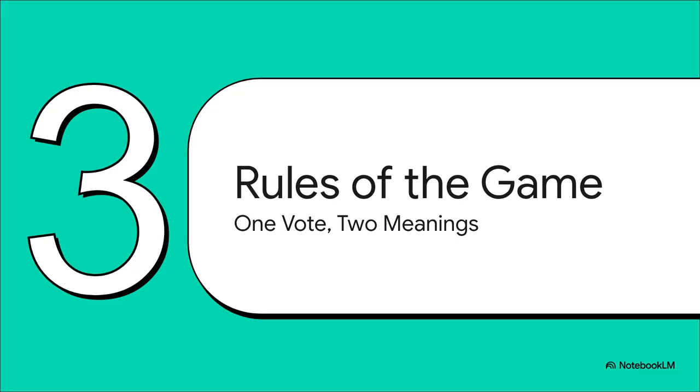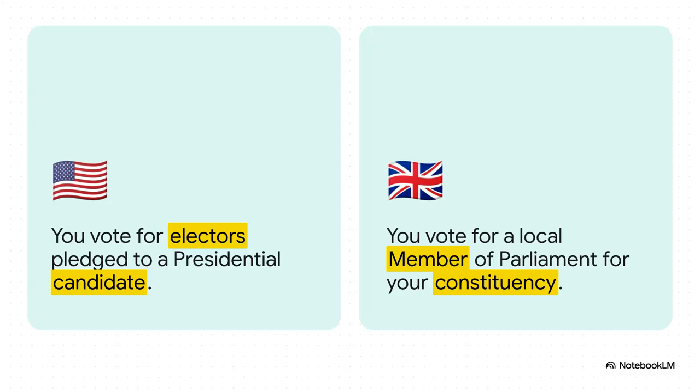So you've got two super close allies with two totally different ways of getting to the top job. It really all comes down to the rules of the game and what your one single vote actually means in each country. Let's boil it down to the absolute core difference for you, the voter. In the US, your vote is for a slate of electors who are tied to a national candidate for president. In the UK, your vote is for a specific person, someone you want to represent your local town or neighborhood in parliament. It's a national choice versus a very local one.